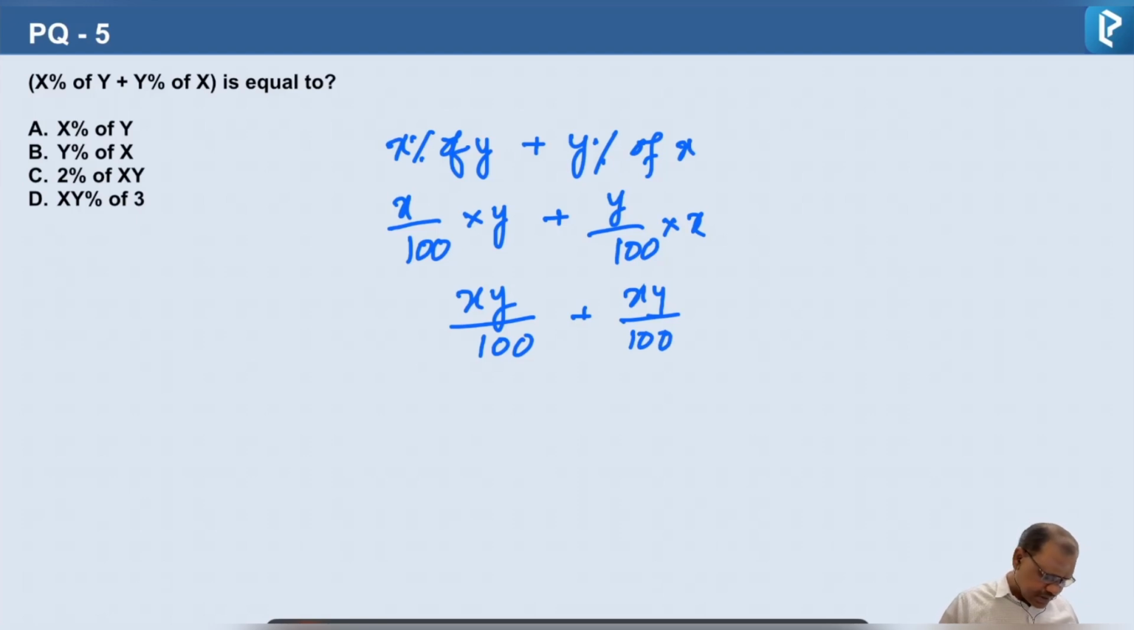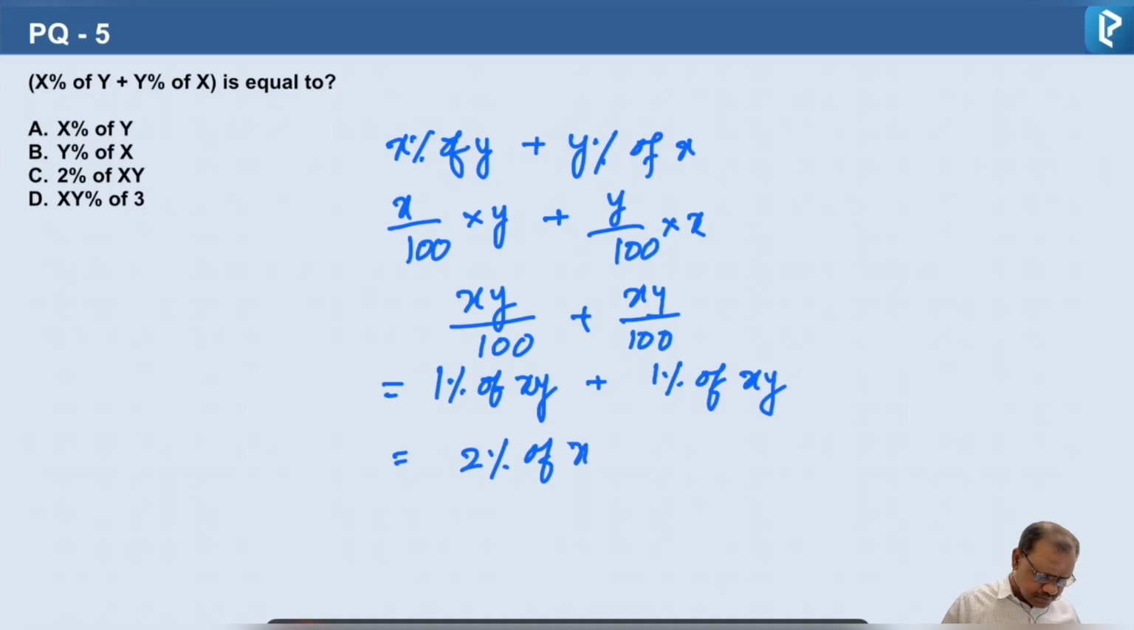So this is 1% of XY. Again, this is 1% of XY. We add both of them. What do you get? 2% of XY. Option C is the right answer.